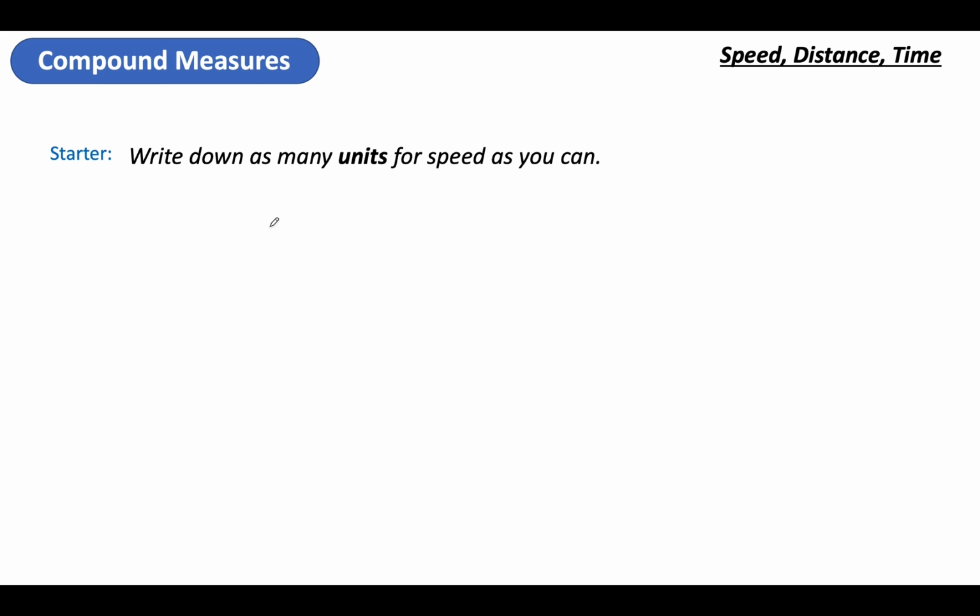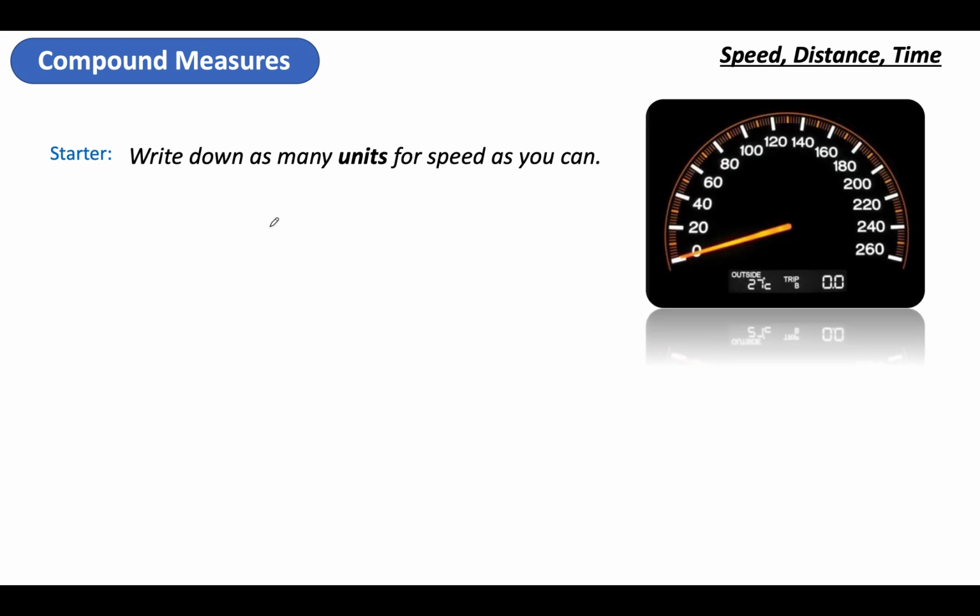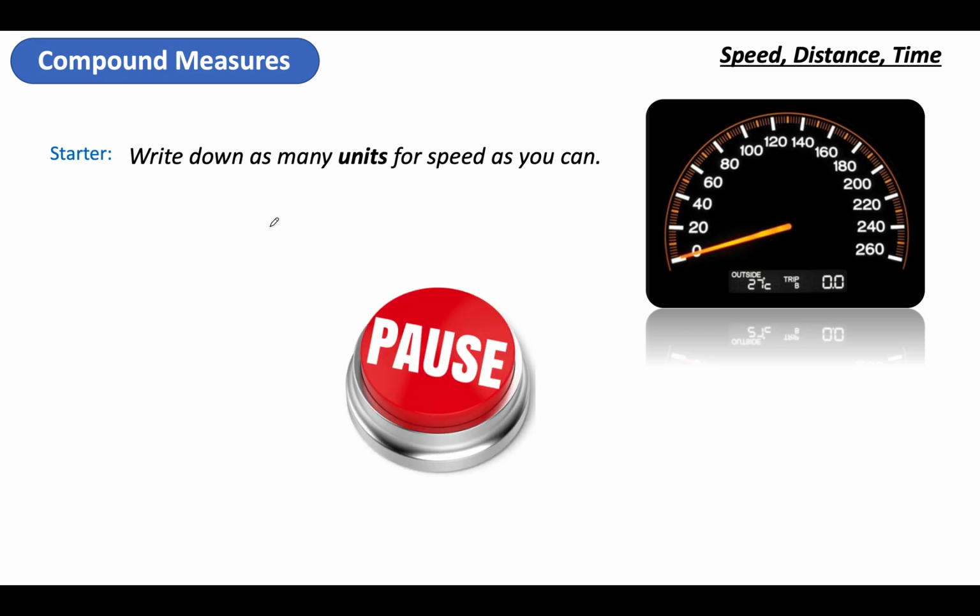But you've got a job first of all to do, which is to write down as many units for speed as you can. Any units for speed. I could give examples, but I don't want to give examples. Maybe there's a hint on the right there. You might think about a car. I want you to pause the video and just write down as many different units for speed as you can. Go.